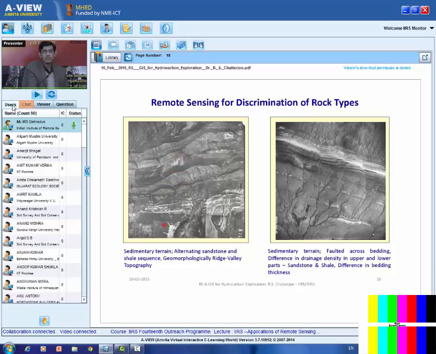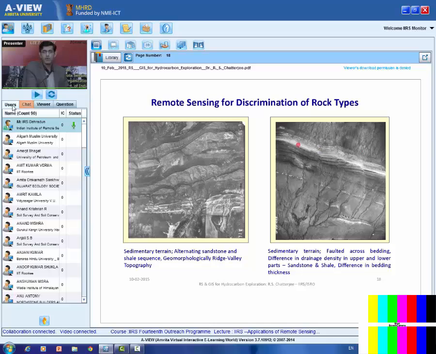So from that you can interpret this is a sedimentary terrain, and the rocks are mostly sandstone and shale. Here also there is a layered appearance, and you can see there are two kinds of rocks. Here the rocks are a little coarser, and here the rocks are finer, because the drainage is very broad here, and here the drainage density is very high. So underneath the alluvium the rock is perhaps shale, whereas here this is sandstone, and in some cases there is conglomerate as well.